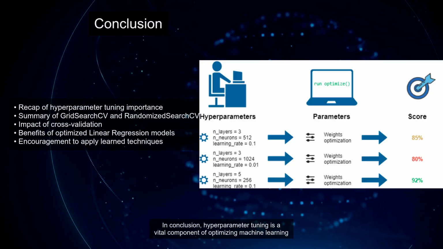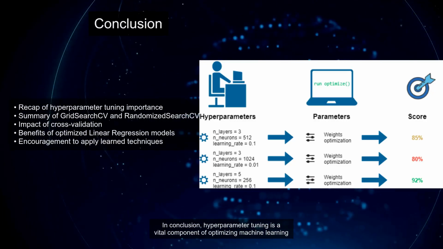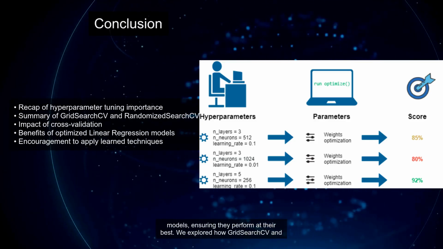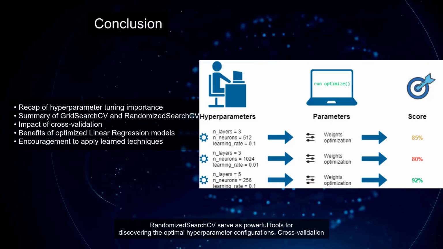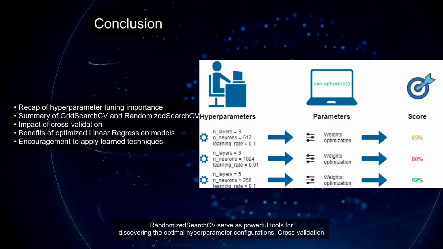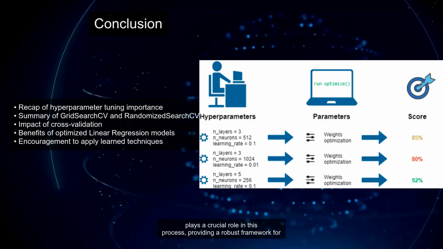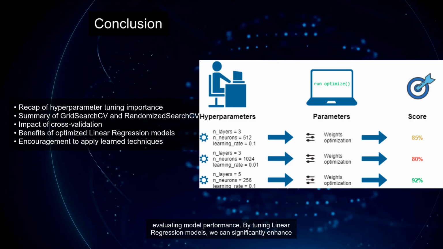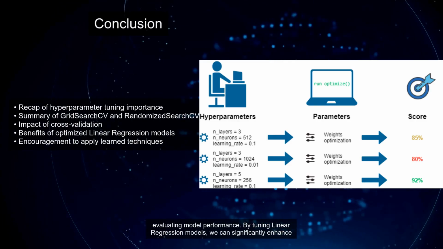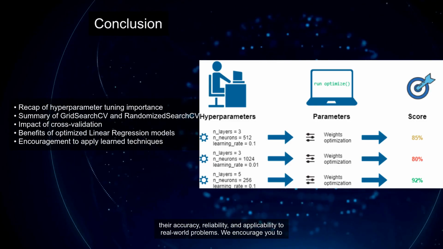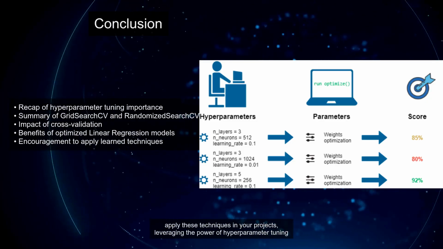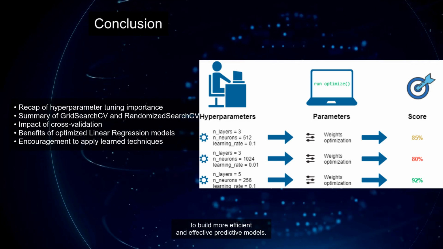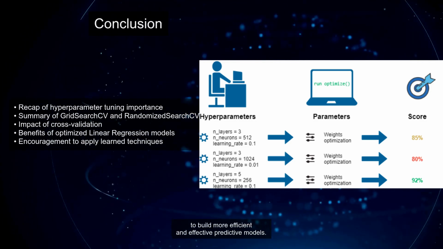In conclusion, hyperparameter tuning is a vital component of optimizing machine learning models, ensuring they perform at their best. We explored how GridSearchCV and RandomizedSearchCV serve as powerful tools for discovering the optimal hyperparameter configurations. Cross-validation plays a crucial role in this process, providing a robust framework for evaluating model performance. By tuning linear regression models, we can significantly enhance their accuracy, reliability, and applicability to real-world problems. We encourage you to apply these techniques in your projects, leveraging the power of hyperparameter tuning to build more efficient and effective predictive models.